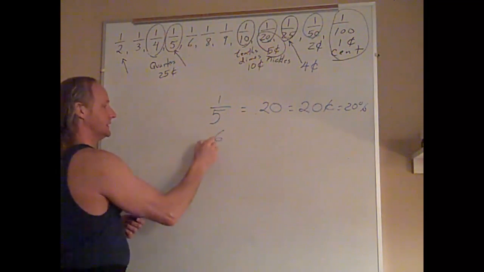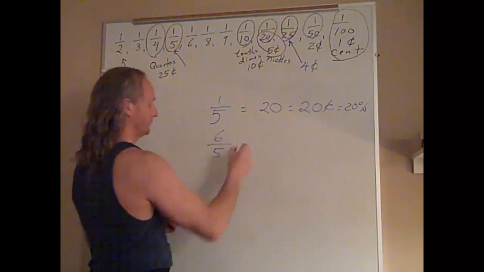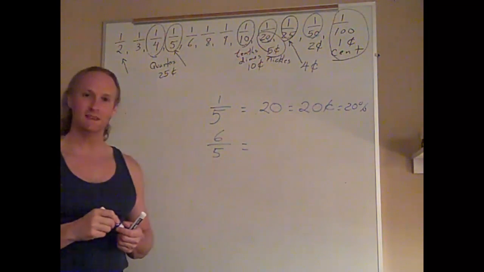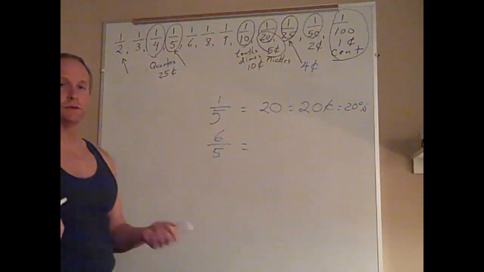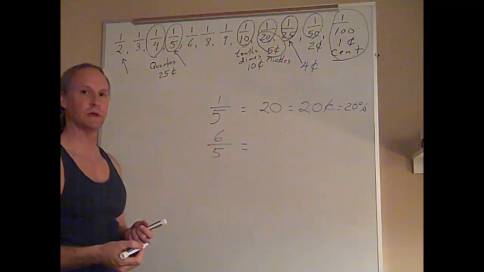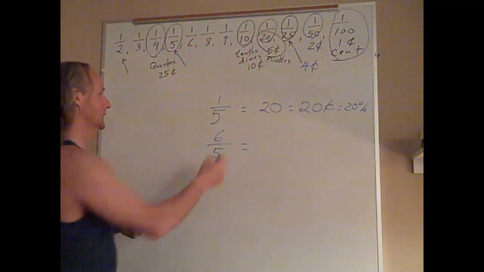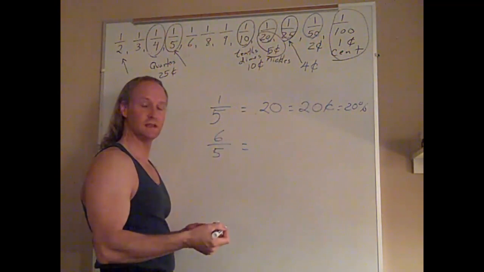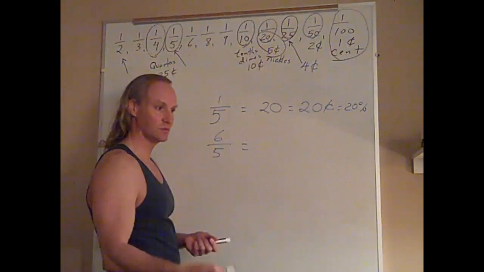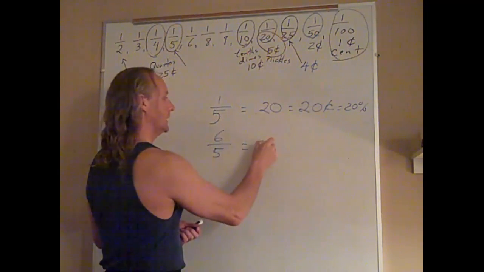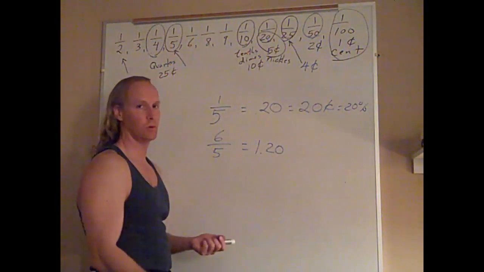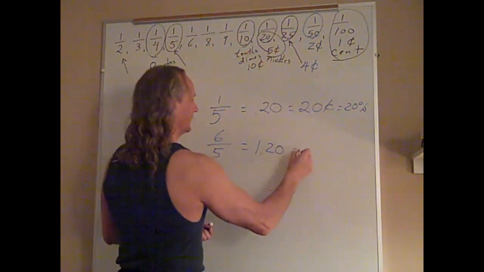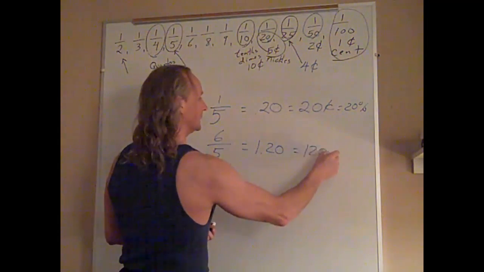So if I say 6/5, notice I have more than one. Again, if you want, you can choose to turn this into a mixed number, but I prefer to just do it in my head. Each fifth is worth 20 cents, and if I have 6 of them, 6 times 20, I have 120 hundredths, or 120 cents. That is 120%.